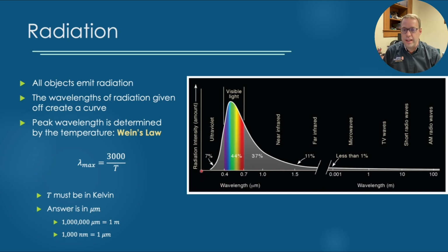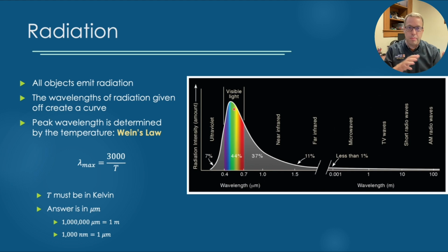Now you can see that ultraviolet, it emits a little bit of that radiation, but then all of a sudden it peaks, and the majority of the radiation given off by the sun is visible light, and then starts to drop off. There's still a fair amount of infrared radiation given off, but far less than visible light. Microwaves, it still gives off a little bit, but not much. TV waves, radio waves, very little. So you end up with this curve that has a peak that indicates the type of radiation it gives off the most. This is what we call a black body curve.